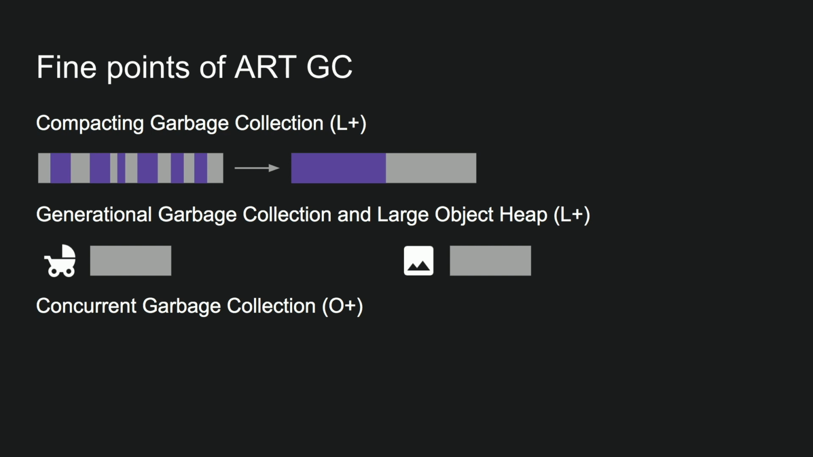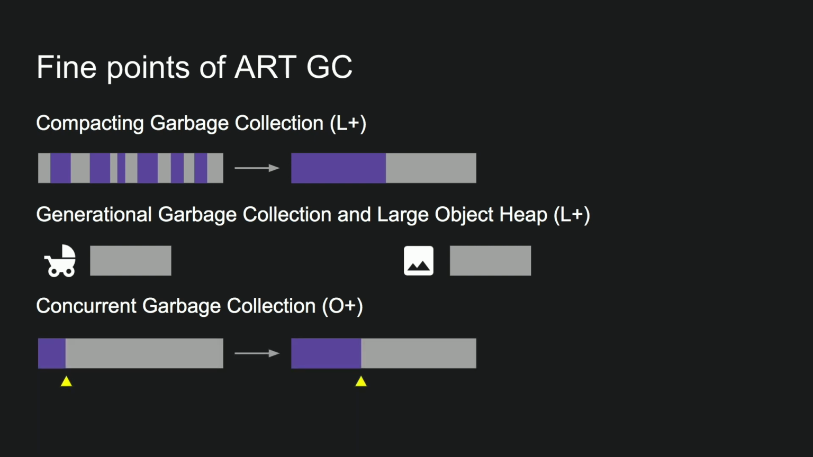For the large object heap, this applies to bitmaps and a couple of other types of objects that can be really large. Instead of trying to traverse the heap and find a space to fit it in a heap that may or may not be fragmented, we're just going to declare an entirely separate space where we can put those objects. And so our allocation time for larger objects is near instant, which is great.